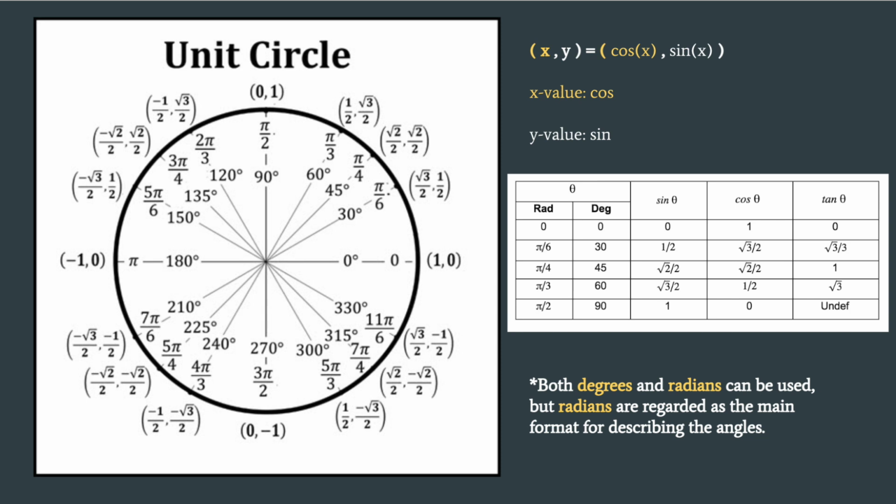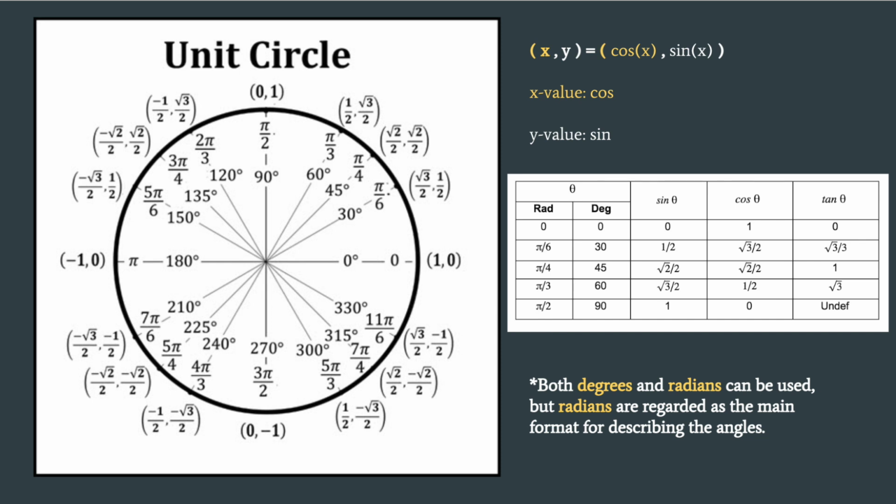You need to memorize this unit circle. If you don't, then at least you are required to memorize sine, cosine, and tangent values when the angles are 0, 30, 45, 60, and 90 degrees. At 0 degrees, sine is 0, cosine is 1, and tangent is also 0. When angles are 30 degrees, which is also pi over 6, sine is always 1 over 2, cosine is always root 3 over 2, and tangent is always root 3 over 3.